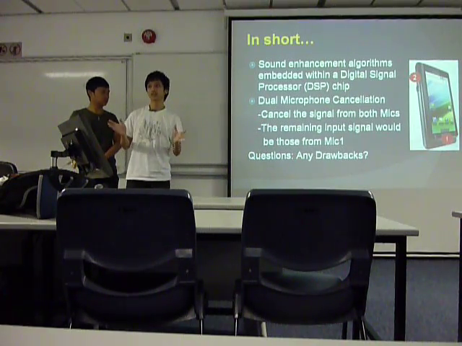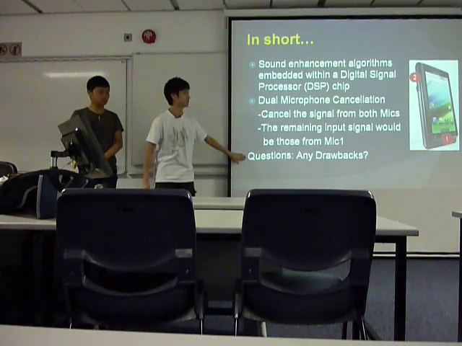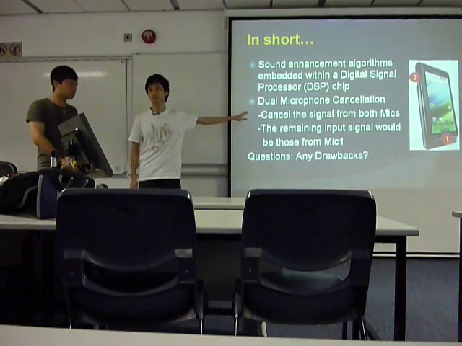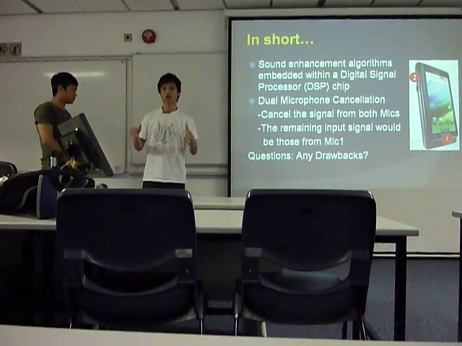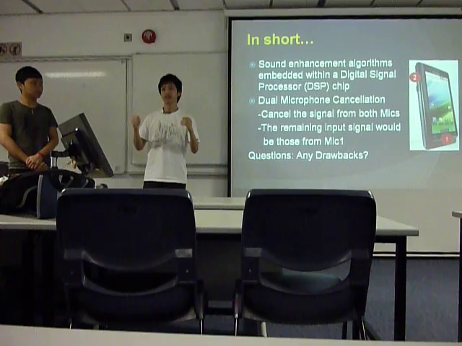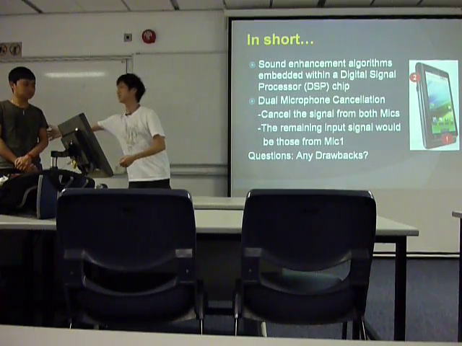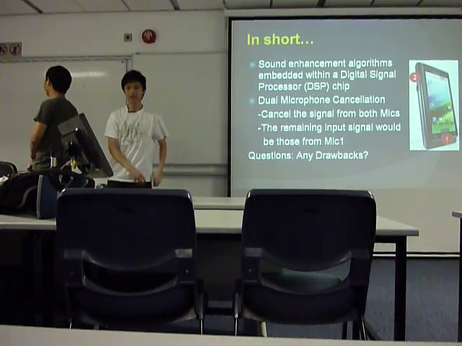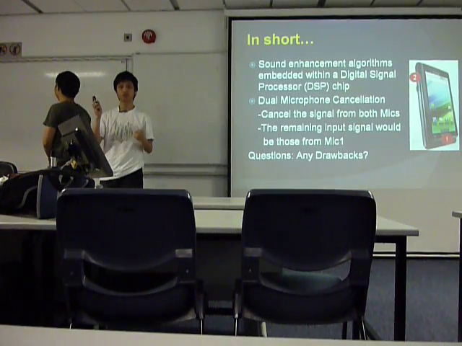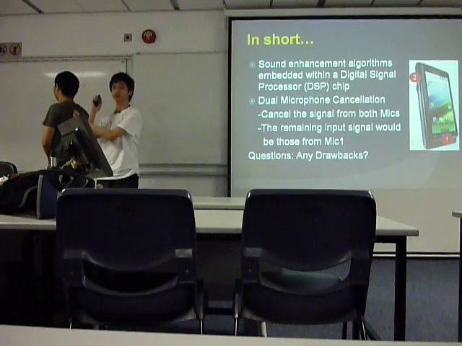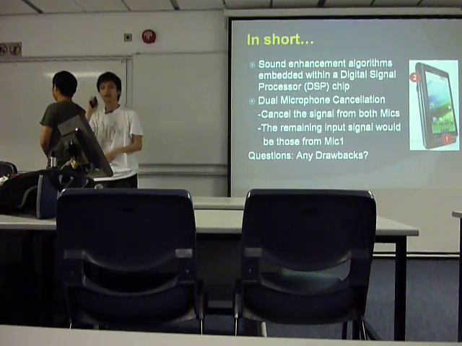But in the world, no system is perfect. Any drawbacks of this dual microphone system? Maybe let's do a case study. Consider you are on a bus. You are sitting near a window. So this is a window. Your phone rings, and then usually you will pick up the phone with the hand on the same side as the window so that you can lean on the window and talk.